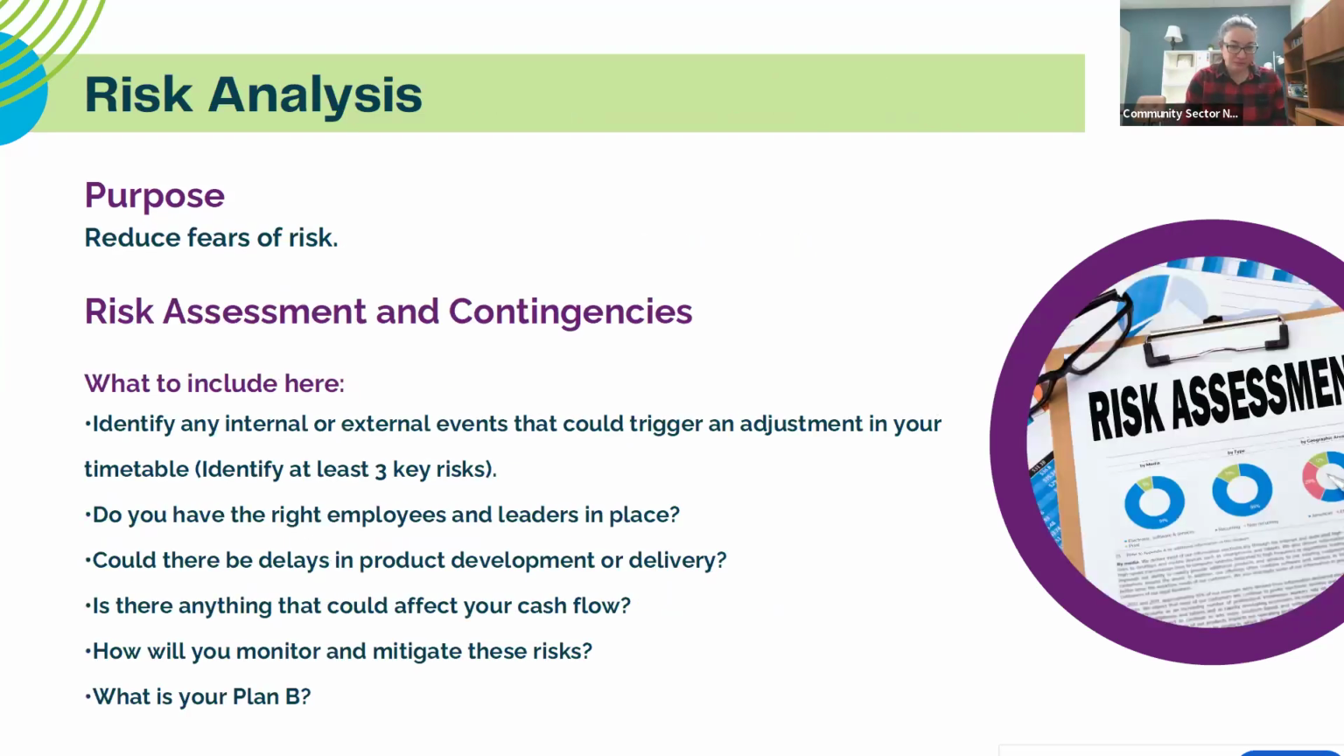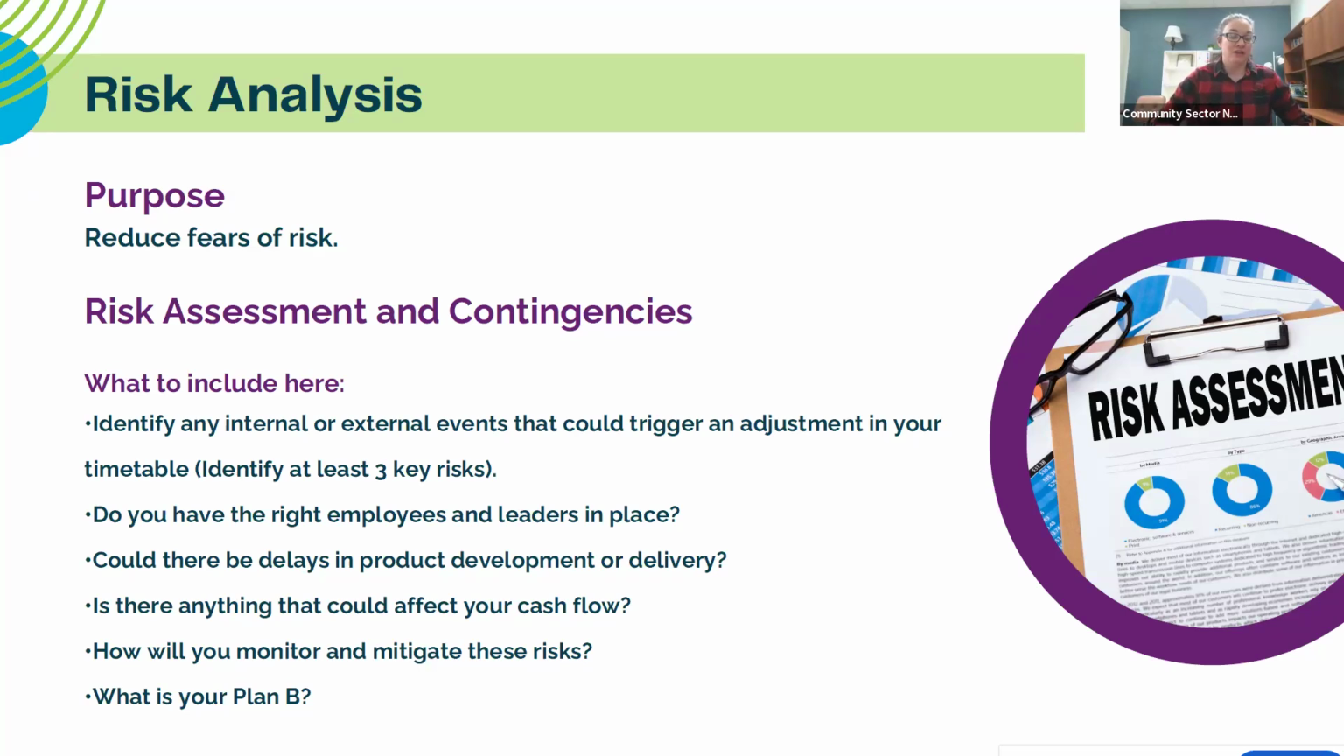And then finally, you want to look at what the risks are in operating a social enterprise. The biggest point of a risk analysis is really to reduce the fear of risk. There's always going to be a risk to anything that you undertake. But if you understand what the risks are and set up a good contingency plan, it can really reduce the fear around that risk, because you've been very upfront with your investors about what that risk looks like and how you're going to tackle it if and when it arrives. So you could identify any internal or external events that could trigger a change in your timetable.